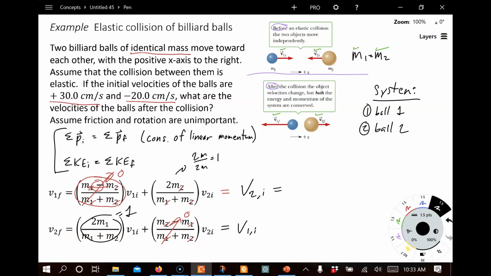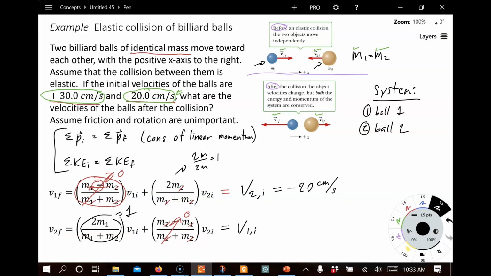And so we can put those numbers in here. We've got to identify them. So the initial ball 1, right, that's going in the positive direction. So that is plus 30 centimeters per second, right? And your ball 2, it's the one going in the opposite direction, right? It's got the negative. So here's your v2 initial right here. And so I'm going to put that in. Minus 20 centimeters per second.